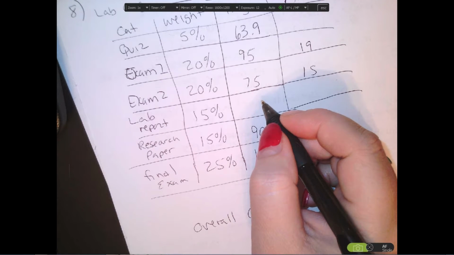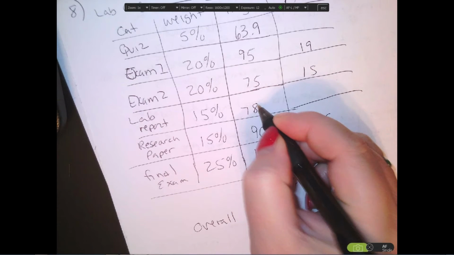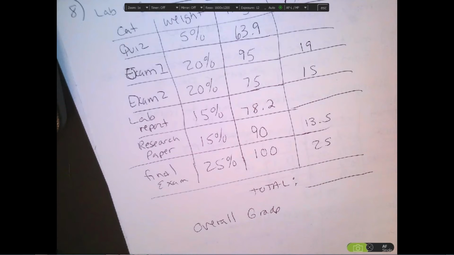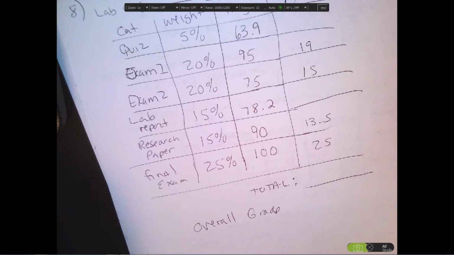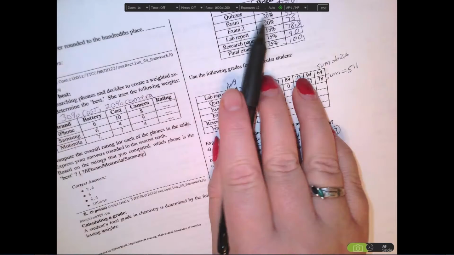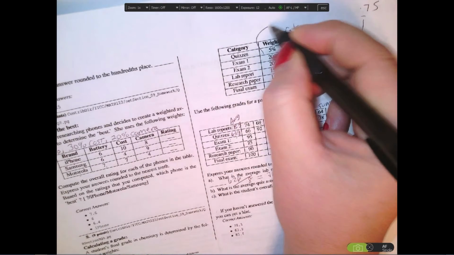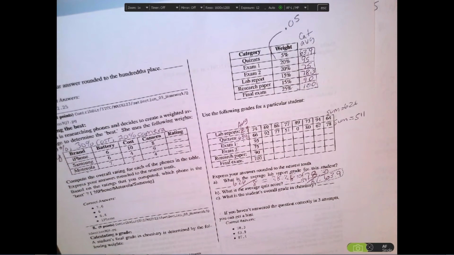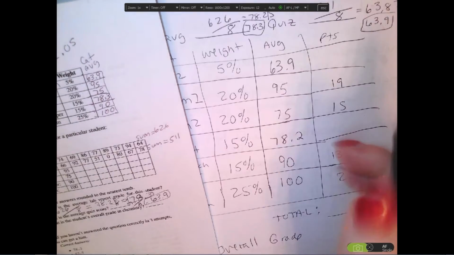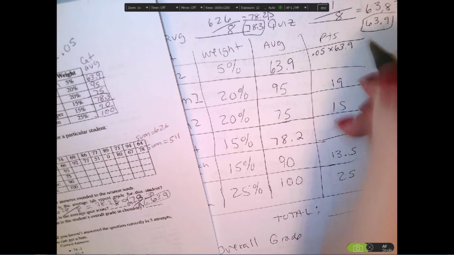The lab report we calculated to be 78.2. Okay, so now we're just back to making the weights into a decimal, and this is the one that is going to mess everyone up. Not everyone, but a lot of people. 5% is not 0.5. Make sure you use 0.05. 50% is 0.5, and usually those single digits are when people get them wrong. So this would be 0.05 times 63.9.